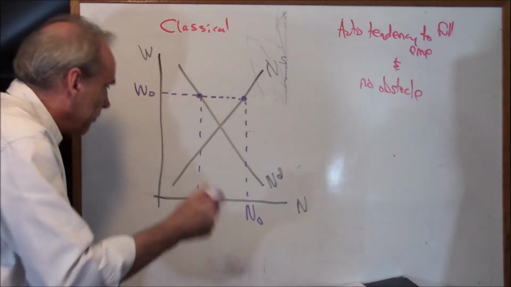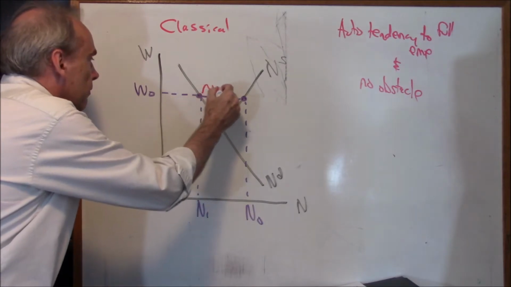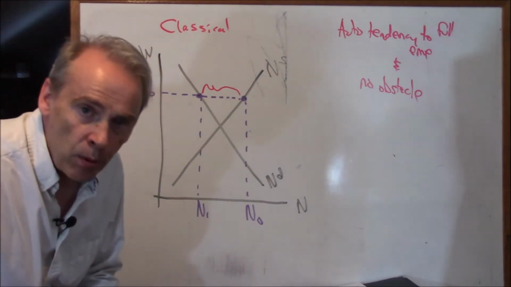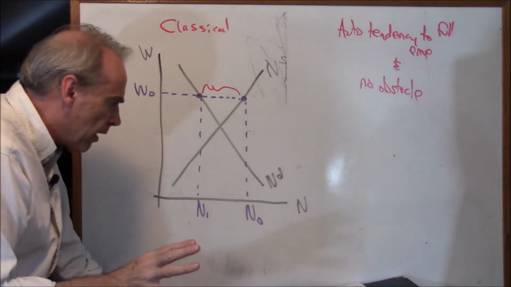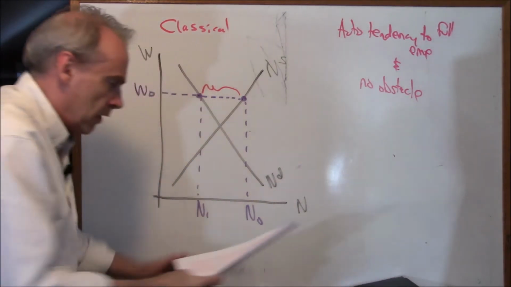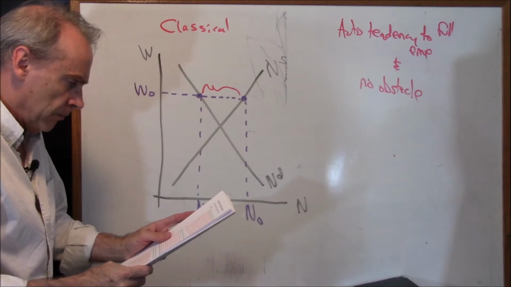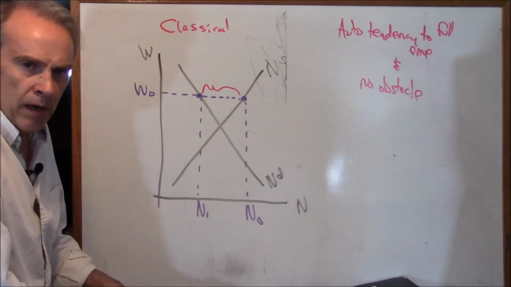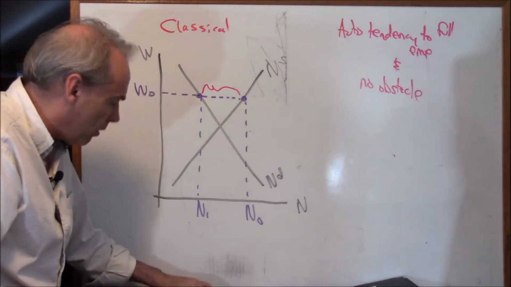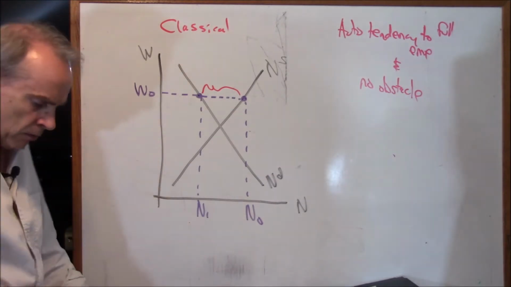So we've got some involuntary unemployment. Well, that's okay. It's not the end of the world. Because what's going to happen is, yeah, this is a disequilibrium situation. Let me illustrate that over to the right here.